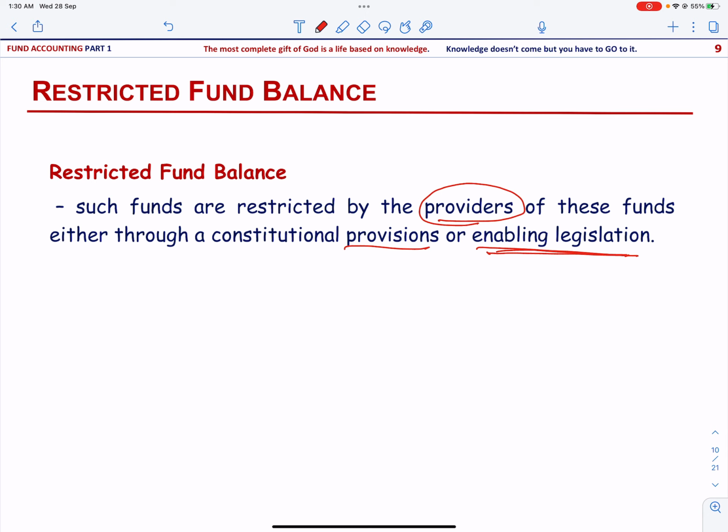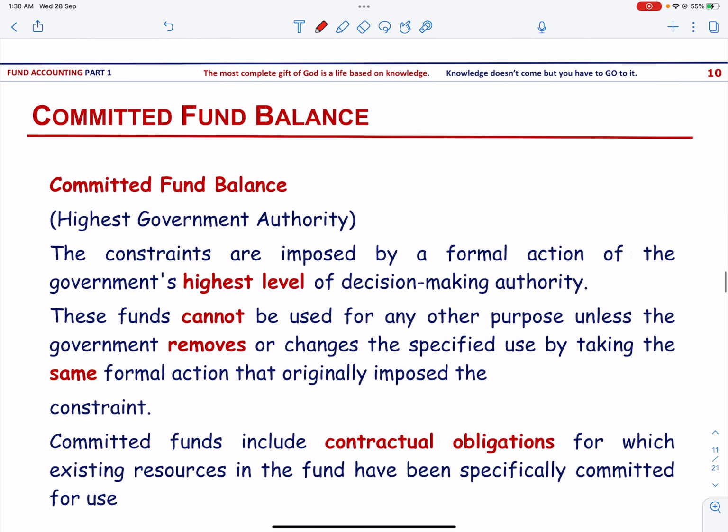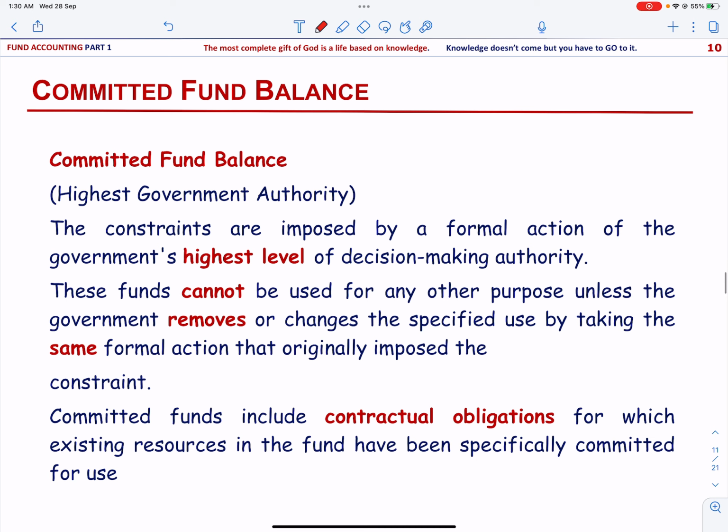So restriction can be imposed by the legislation or by outside parties. So the government can collect the taxes, but they can spend only on street maintenance, as we have talked about just now. And the restricted funds cannot be used for any other purpose. Another spendable resource under the fund balance is committed. So let us talk about it.